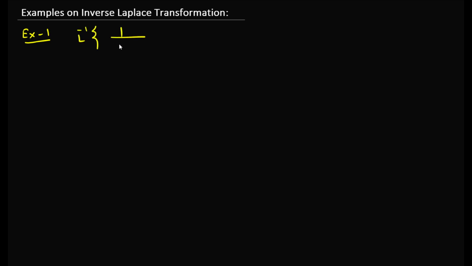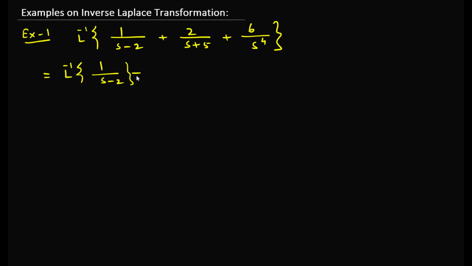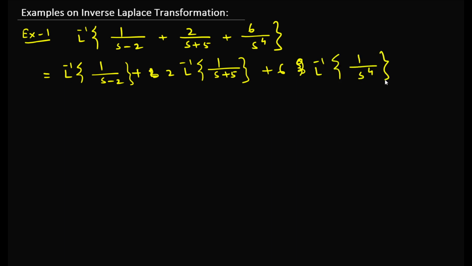You see, s minus 2, s plus 5, and then 6 divided by s to the power 4. By using the linear property, first you have to separate them. Then the next one, you can write 2 outside, L inverse of 1 by s plus 5, and here 6 outside, L inverse of 1 by s to the power 4.